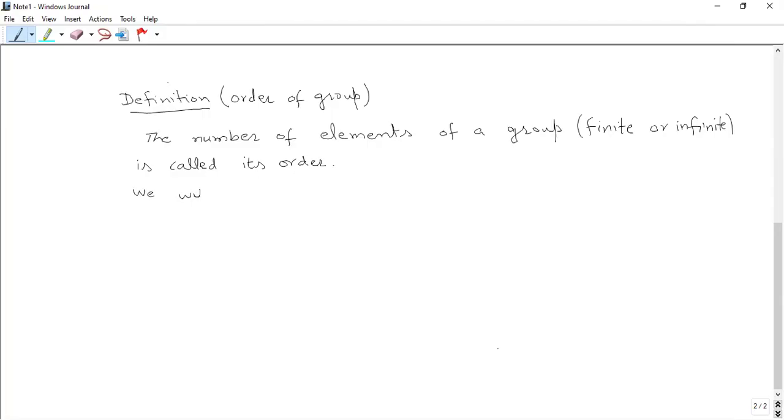We will use cardinality of G to denote the order of group G. Also in some books the order of group is denoted as this, but we will use in our videos the group order as cardinality of G. Now we will see some examples.